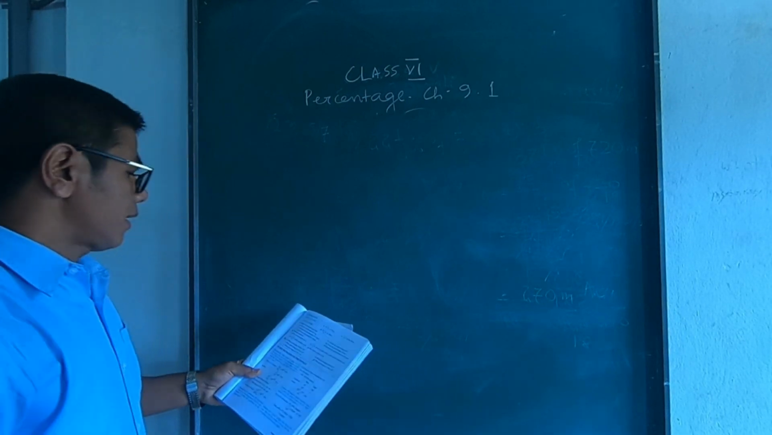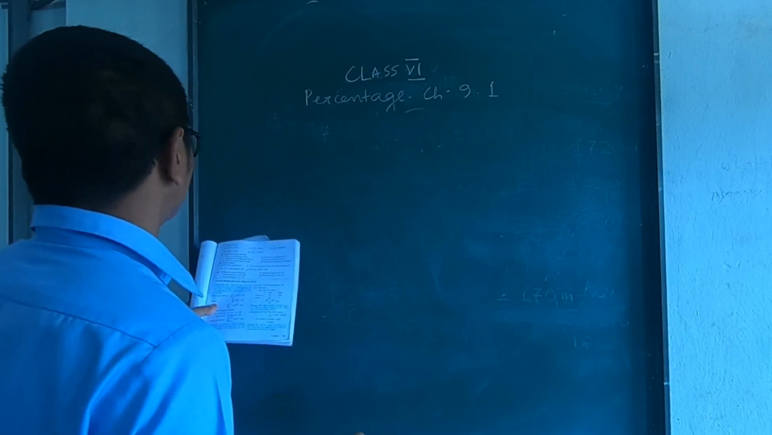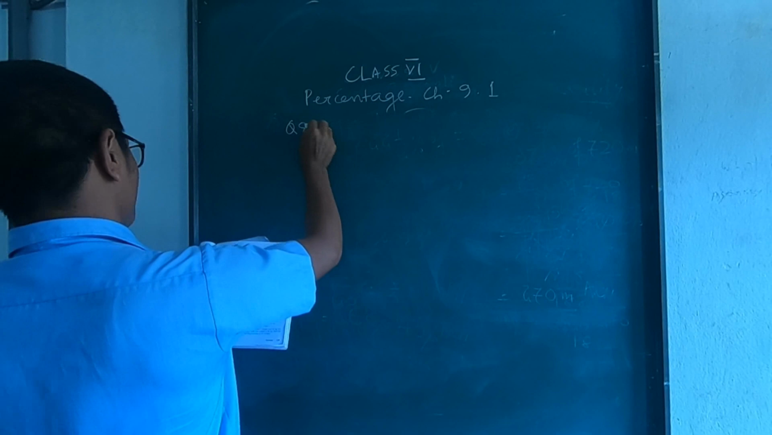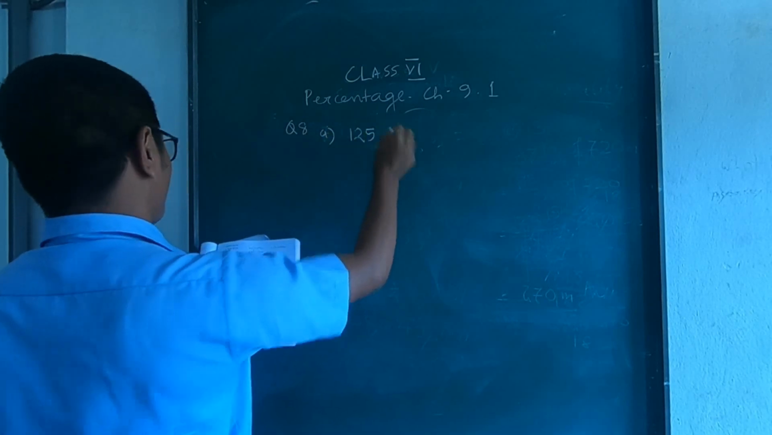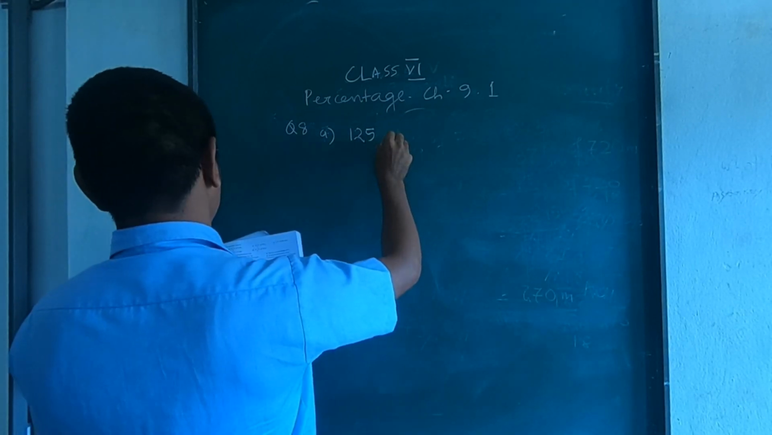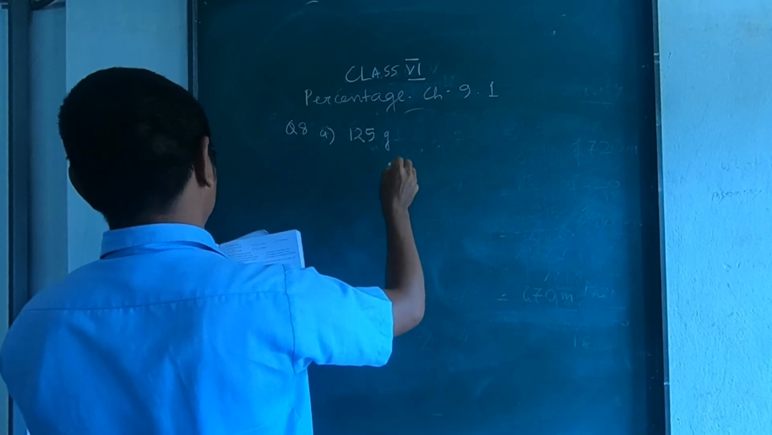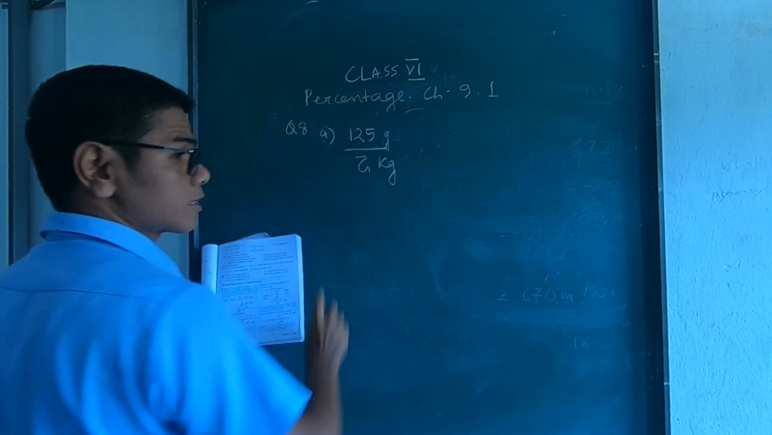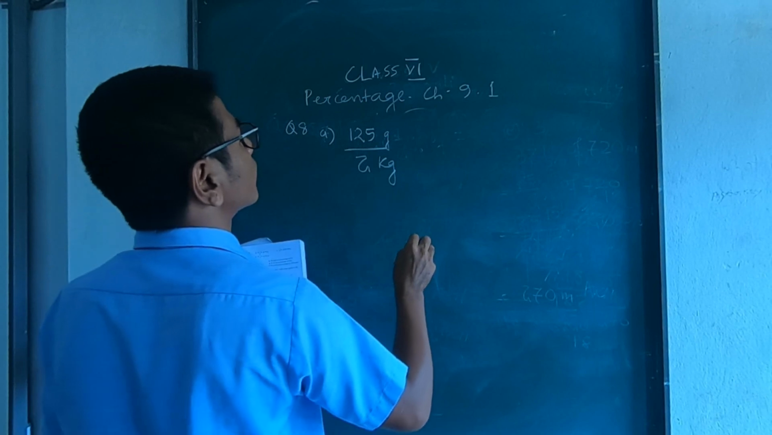Question number 8. Express the required percent. Question 8a. 125 g as a percent of 2 kg. Please make note, grams and kg do not have the same value.